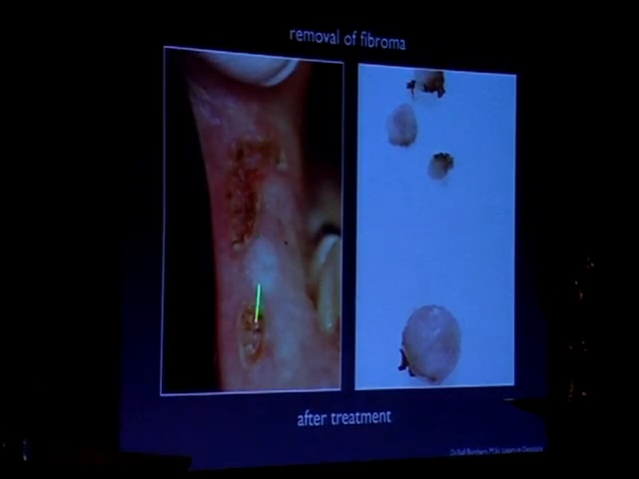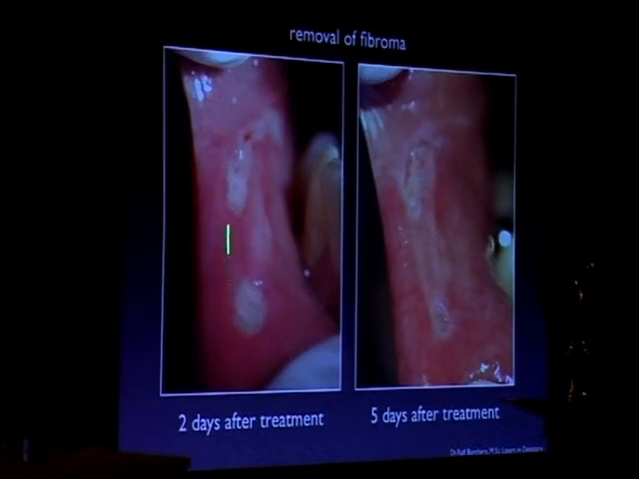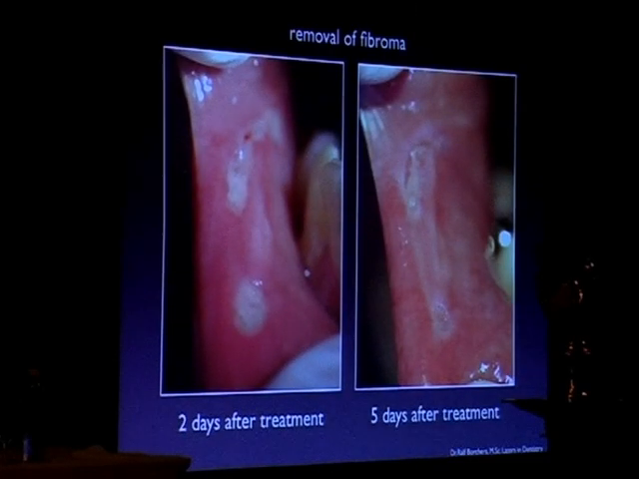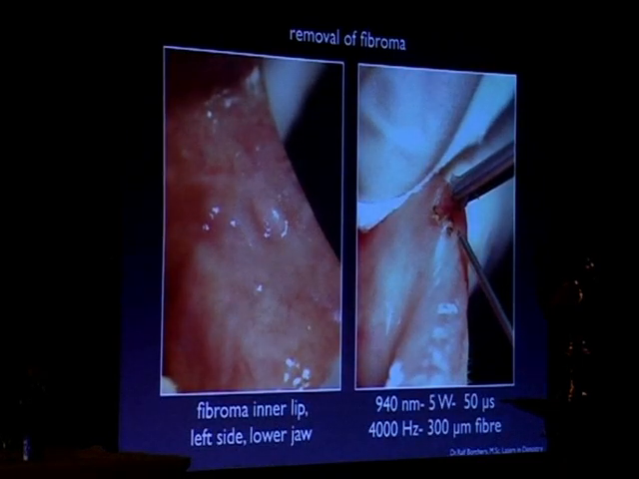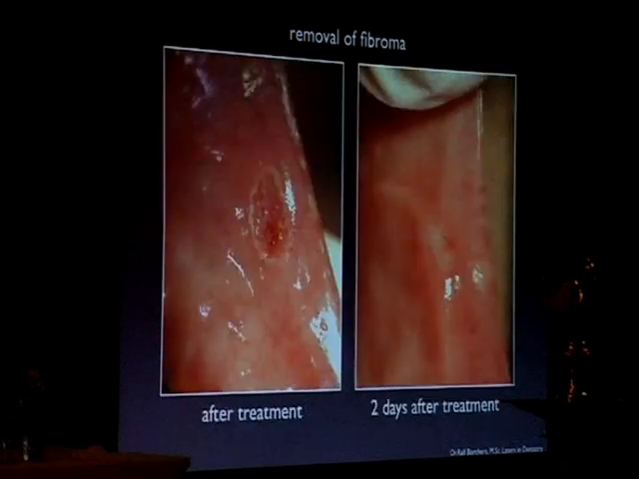This is directly after treatment. We removed a lot of fibromas at the lip, 2 days after, 5 days after treatment. Fibroma on the other side of the lip, done with a 940, 5 watts, and it can look this way if you are a little bit more experienced.